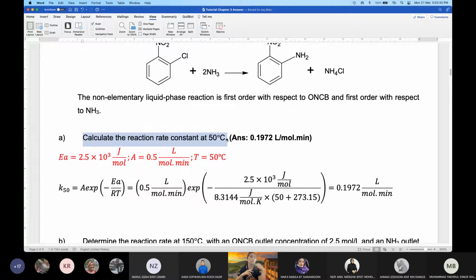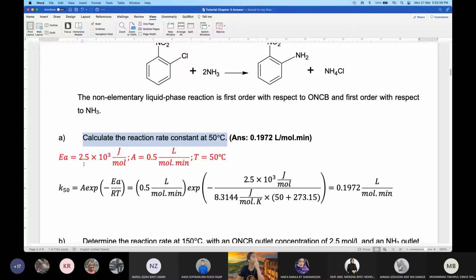So the value of K in the first question is given to you directly. If it is given, just use it directly. But in this question, question number 2, the value of K is not given directly. You have to calculate it yourself using the Arrhenius equation.